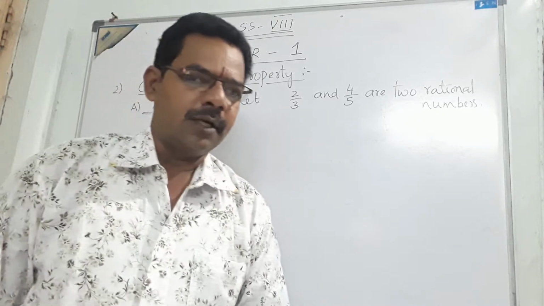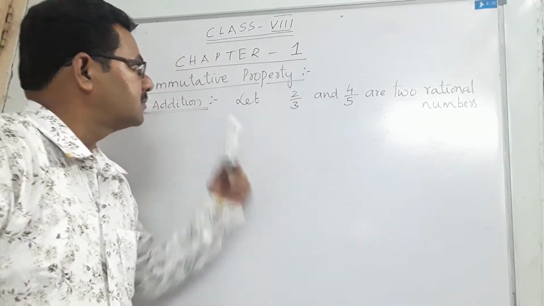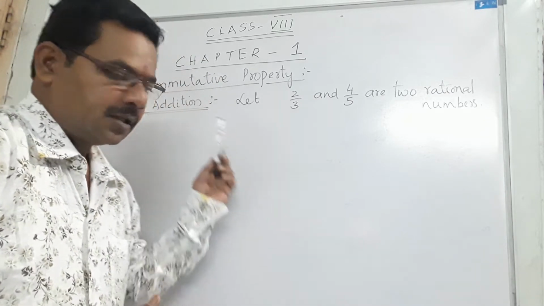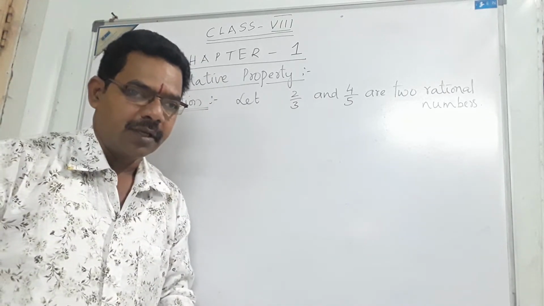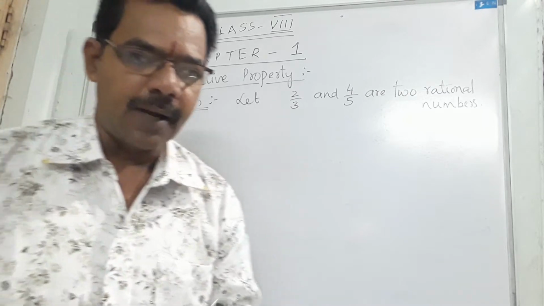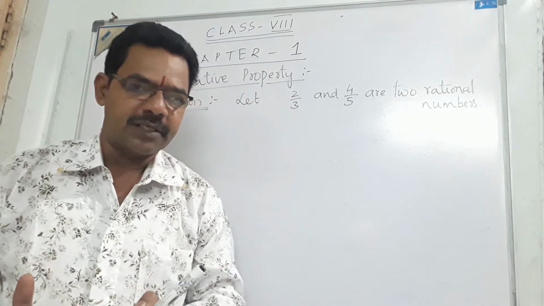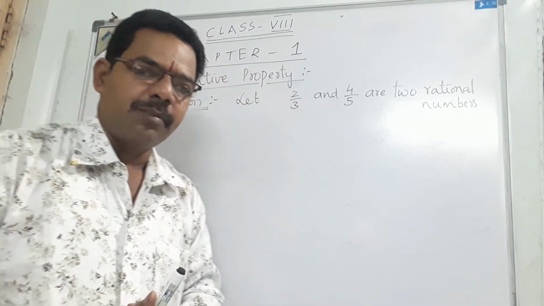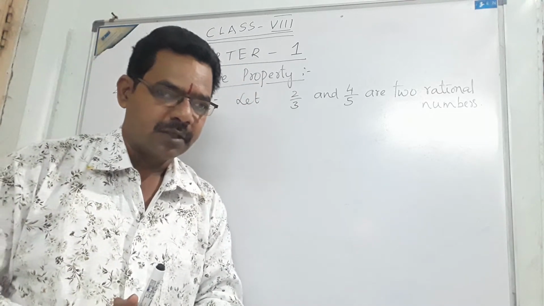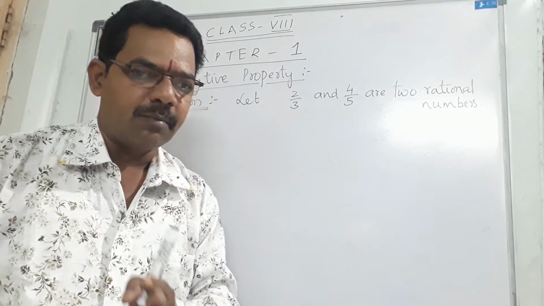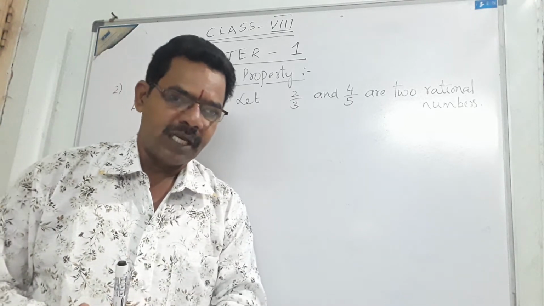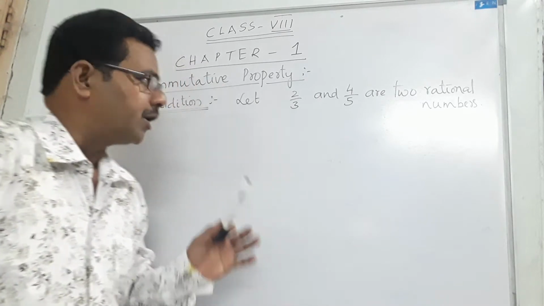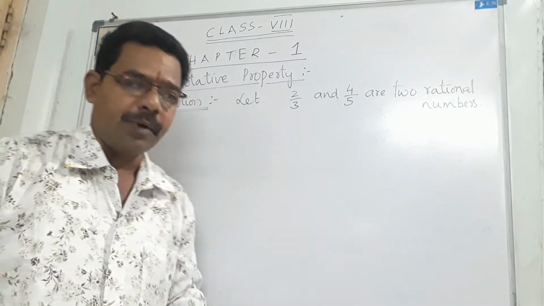Yes, good morning, children. This is the third part, the properties of rational numbers. In those properties, the third one is the commutative property. In the first part, we discussed rational numbers, the set of rational numbers, and decimal forms. In the second part, we discussed the closure property of rational numbers under addition, subtraction, multiplication, and division. That means four basic mathematical operations. Now we are going to discuss the commutative property.